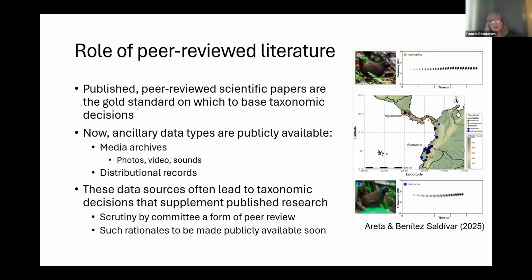And often a lot of investment, a lot of money is involved in the sequencing, et cetera, and time. And now we have massive amounts of ancillary data types publicly available. Anyone can use these and even do their own analyses of taxonomy quite easily. So we can often use these data sources to supplement published research. And we can even consider that when a committee is scrutinizing these types of data, this is equivalent in some ways to peer review.